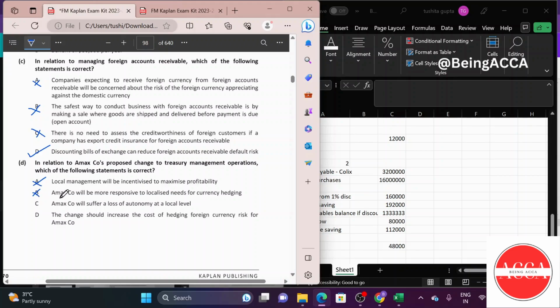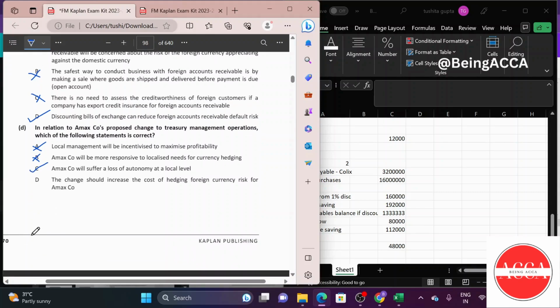Moving to the C statement, Amax company will suffer a loss of autonomy at local level. Now this statement is correct, because the individual departments at the local level will have lesser power, because the treasury management will be centralized. It will be at one center where all decisions will be taken. So this is correct.